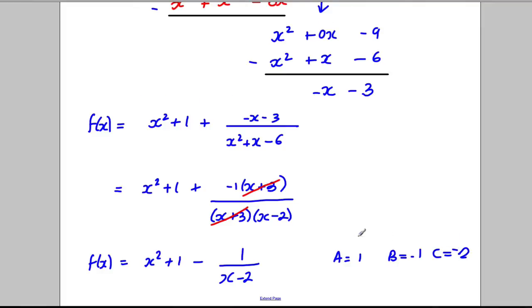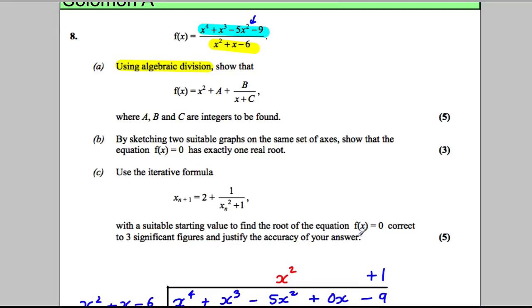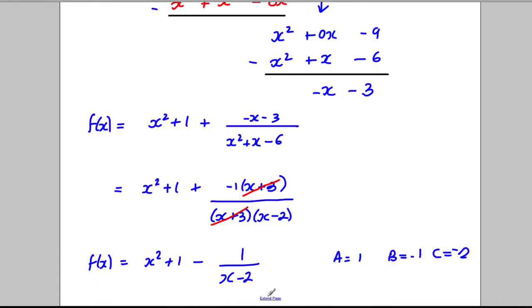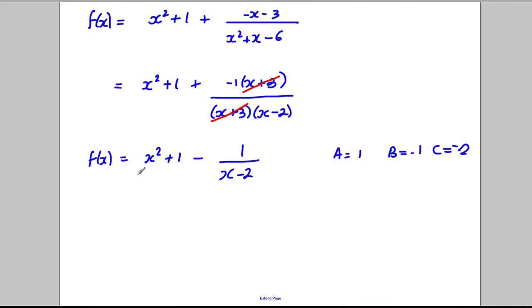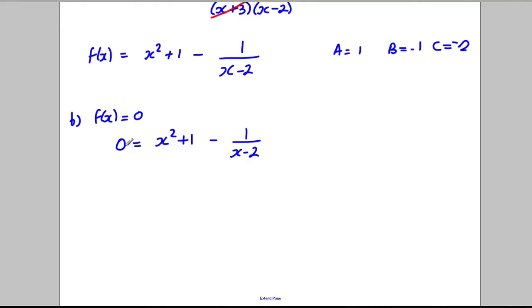Okay? Right, so the next part: by sketching 2 suitable graphs, show that f of x is 0 has 1 root. Now your f of x is now this thing. So for part B, you're trying to solve f of x equals 0. So you're trying to solve 0 is equal to x squared, add 1, take away 1 over x subtract 2. Now, you don't know how to draw that graph, but what you could do is add 1 over x subtract 2 to both sides of the equation, and you'd get the following.